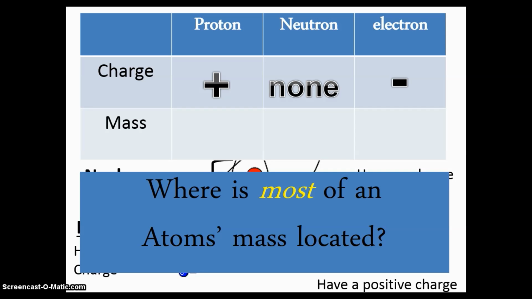So, where is most of an atom's mass located? I think you can conclude that it is located in the nucleus, as most of the mass between the protons and neutrons is located there. You can see that a proton has one atomic mass unit. The AMU is the unit that we use to indicate the mass of protons as well as neutrons. Electrons are much smaller in mass, and therefore they have a smaller atomic mass unit.